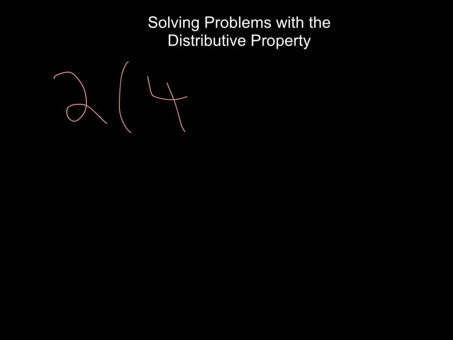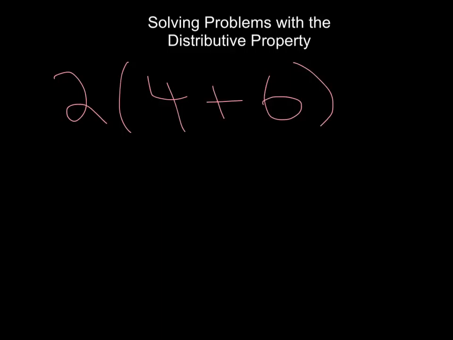2 times (4 plus 6). Most people just look at this problem and say, well, 6 plus 4 is 10 and 10 times 2 is 20. Well, that is correct, but if you find this kind of problem in a PEMDAS problem or in an equation, you must solve it using the distributive property.